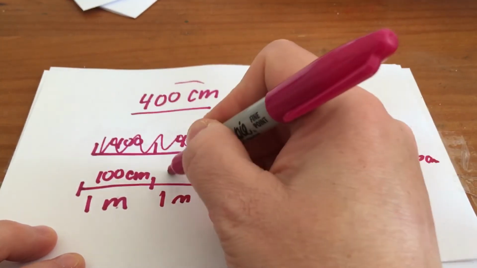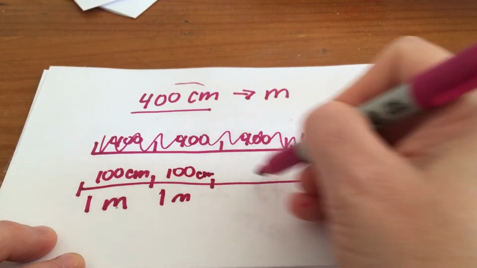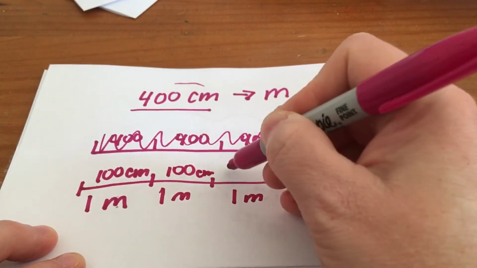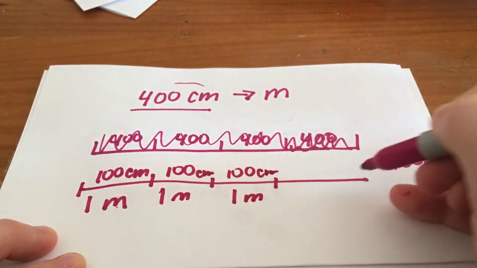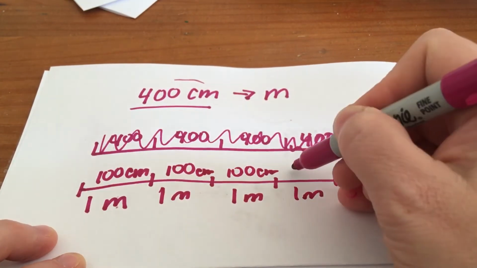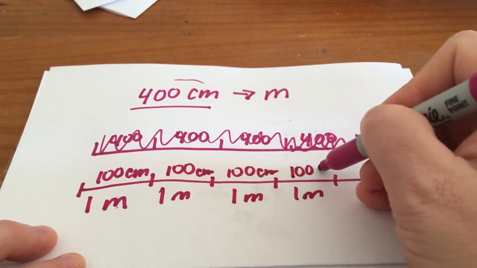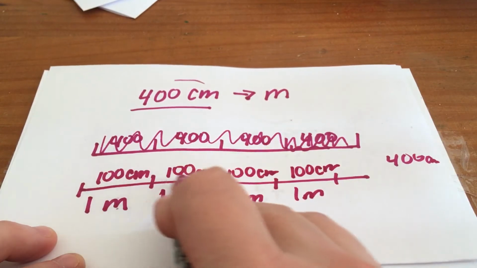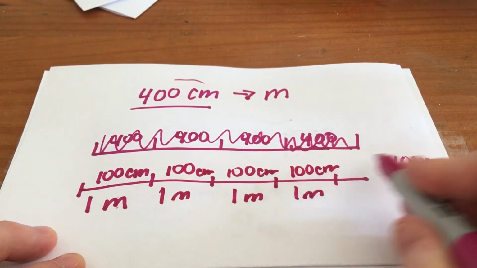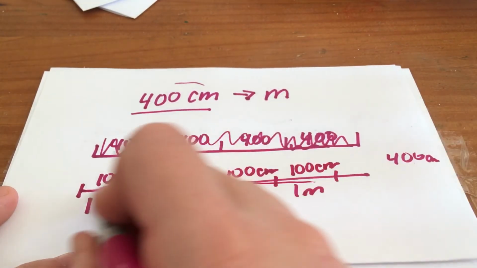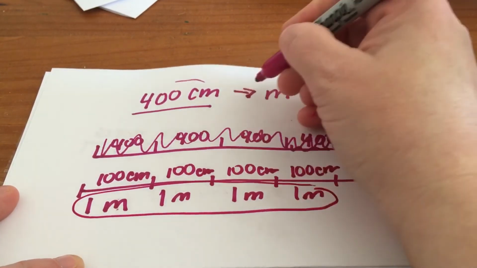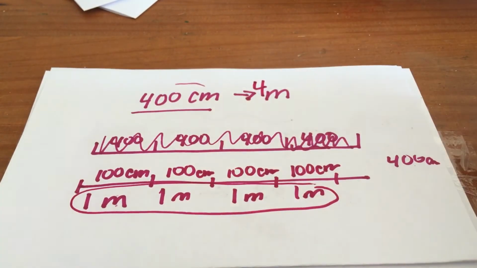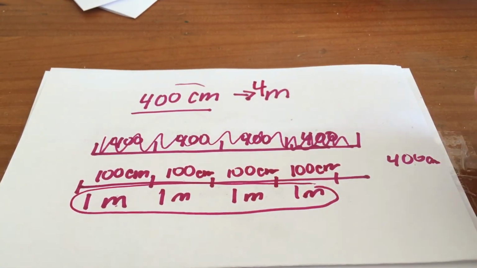1 meter equals 100 centimeters. 1 meter equals 100 centimeters. 1 meter equals 100 centimeters. 100 plus 100 plus 100 plus 100 is 400. So how many meters did we end up with? 4. So that one we kind of had to work backwards.